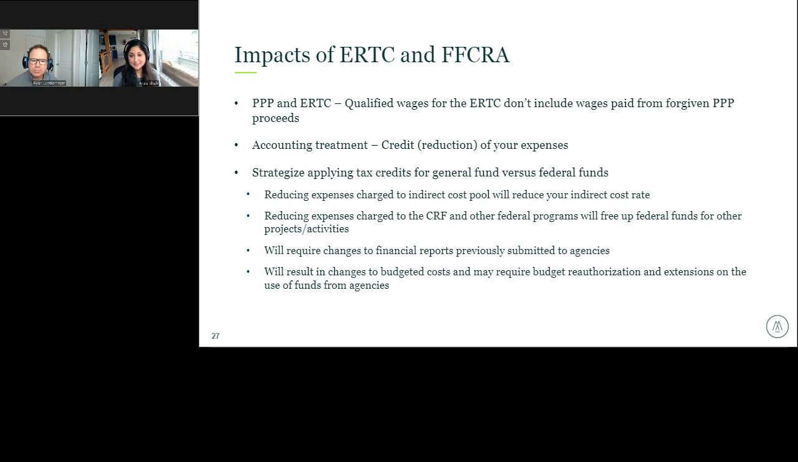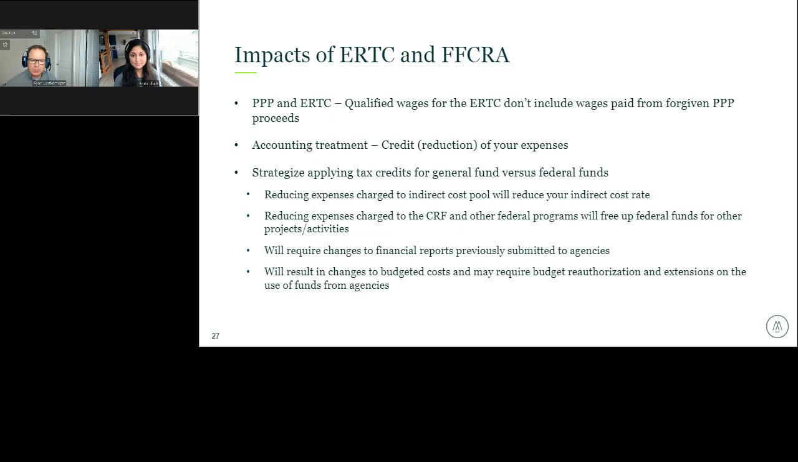Our third polling question: has your tribal government or business received the ERTC or the Families First tax credit? Your options are A, we have completed the necessary 941 forms that either received or are waiting to receive our reimbursement. B, we are compiling the information or about to start the process of calculating our credits.